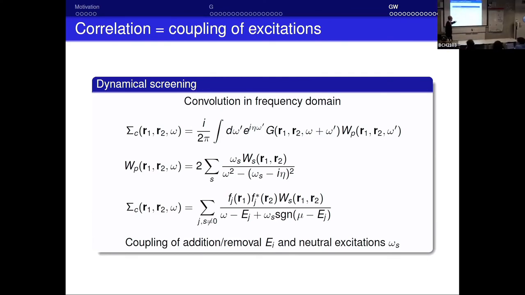This is encoded in the expression of the self-energy that you will calculate in GW. And you see that the self-energy has poles at the energies that are the quasi-particle energies, the addition and removal energies epsilon_i, and the neutral excitations omega_S, those that are the poles of the screened Coulomb interaction, the peaks of the loss function, for example, plasmons.